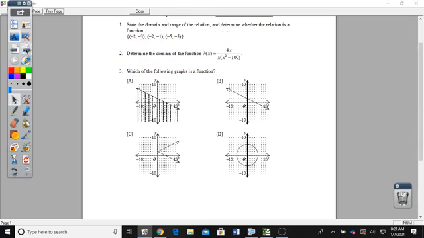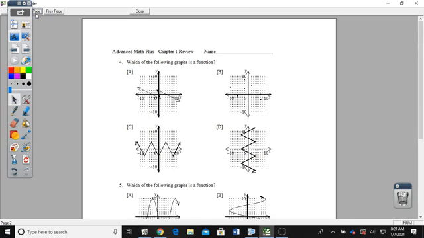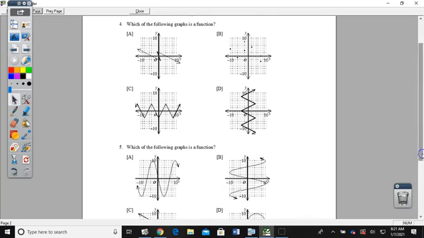All right, number 4. Same thing. Which of the following graphs is a function? So would A be a function? No. How about C? C is the answer. Let me see if I can do it this time. I want to draw a vertical line. Missed it. Okay, there we go.